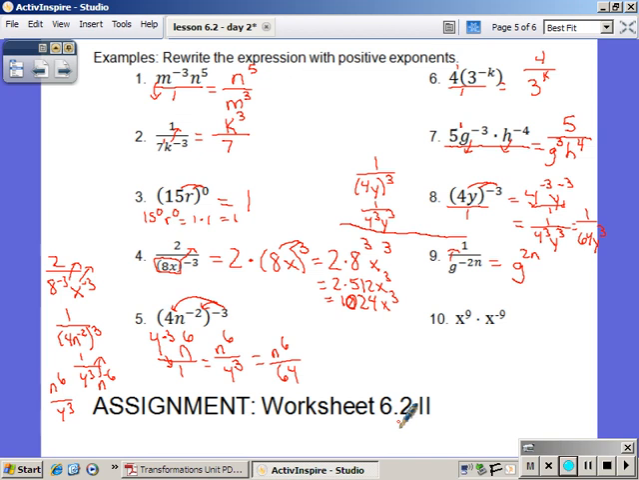Number 10 takes us back to a property that we had before. Multiplying same bases, the product of powers, keep that base the same, and add exponents. So that's really 9 plus negative 9. But 9 plus negative 9, really 9 minus 9, is 0. Anything to the 0 power is 1.